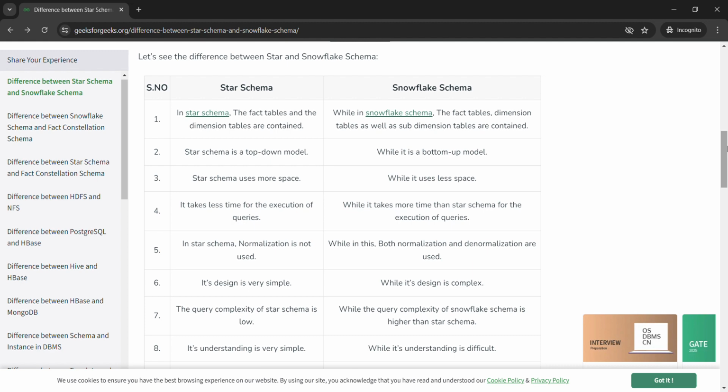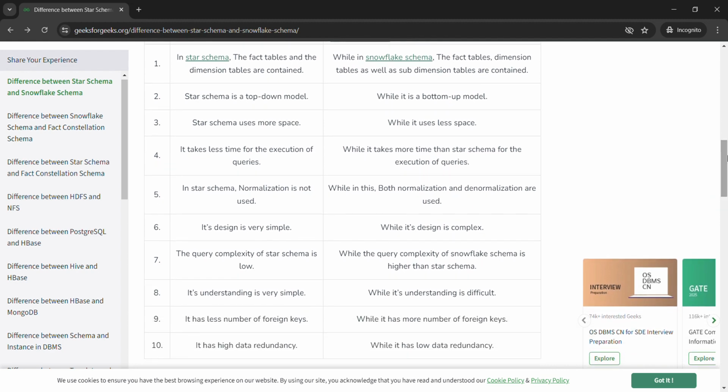Star schema is a top-down model, while snowflake is a bottom-up model. Star schema uses more space, while snowflake schema uses less space. Star schema takes less time for the execution of queries, and snowflake schema takes more time than star schema for the execution of queries.